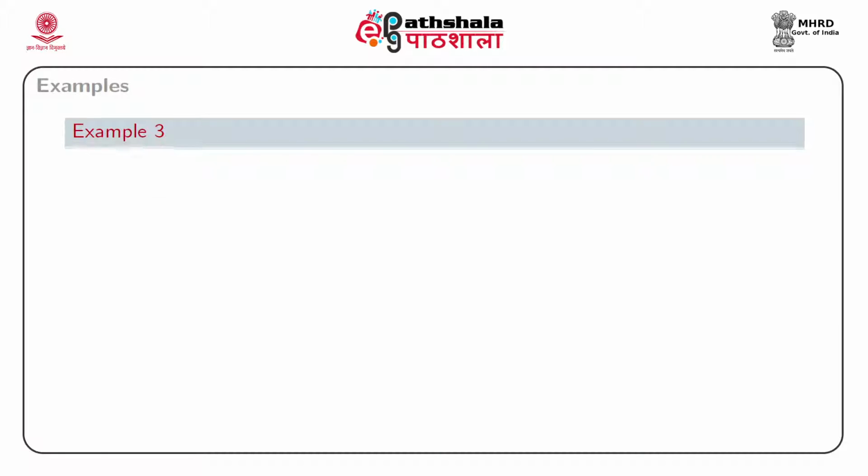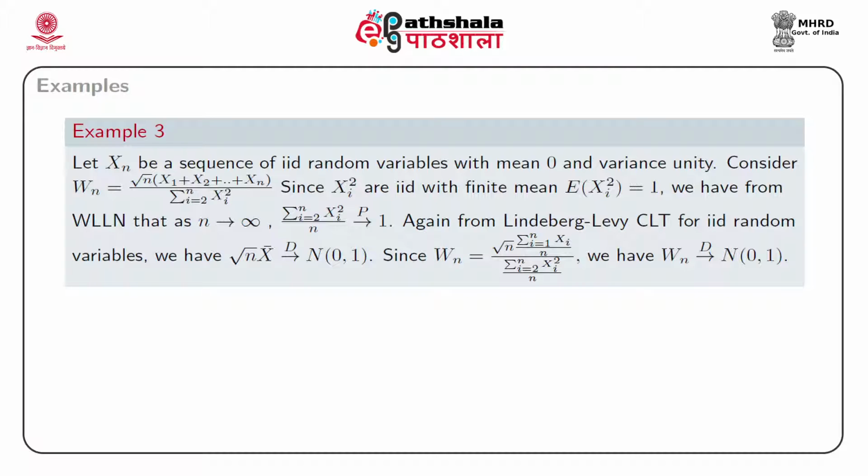Consider our next example, that is example 3. Let xn be a sequence of IID random variables with mean 0 and variance unity. Consider a new random variable Wn defined by square root of n summation i from 1 to n xi, whole thing divided by summation i from 2 to n xi square. As earlier, xi square are IID with finite mean unity, and therefore it follows from weak law of large numbers that as n tends to infinity, summation i from 2 to n xi square, whole thing divided by n, converges in probability to 1, which is non-zero.